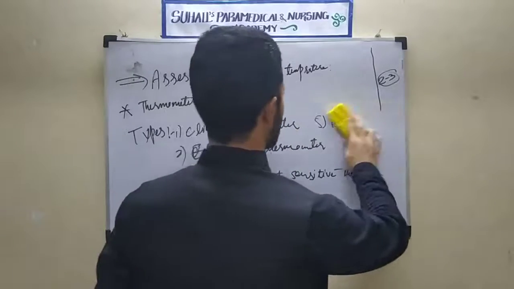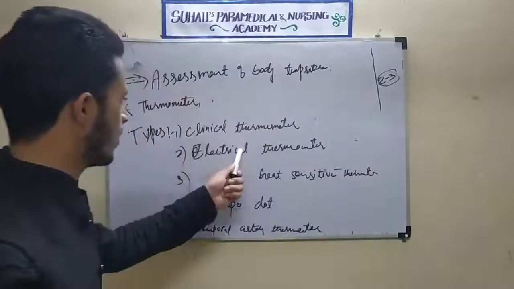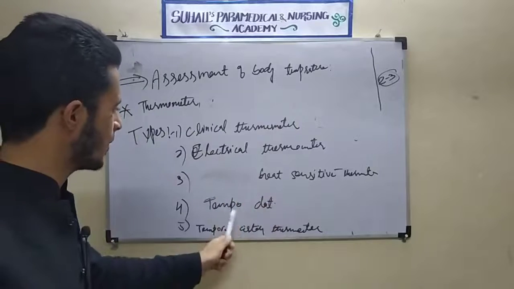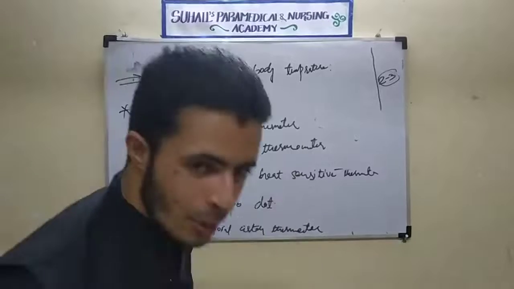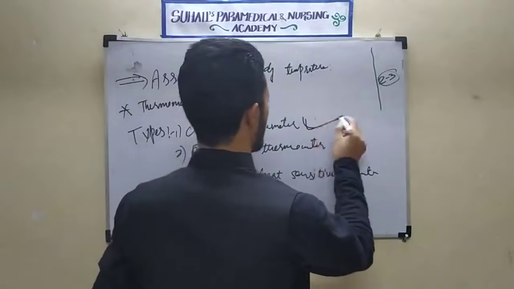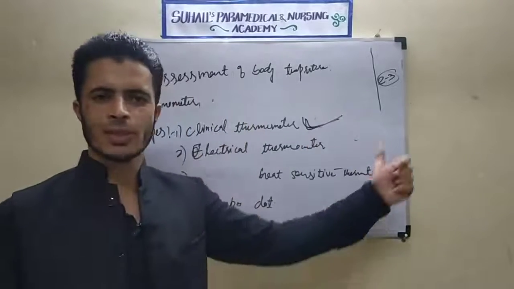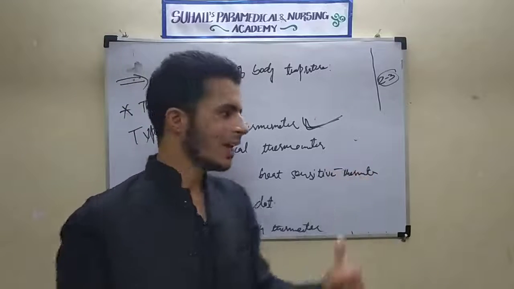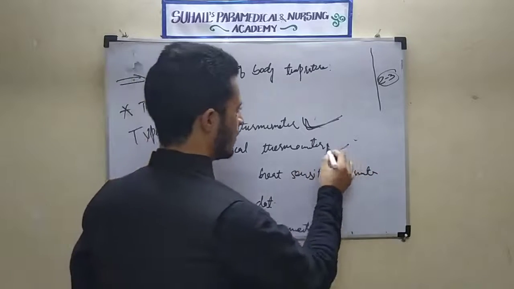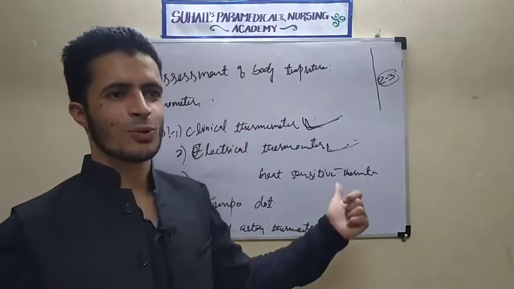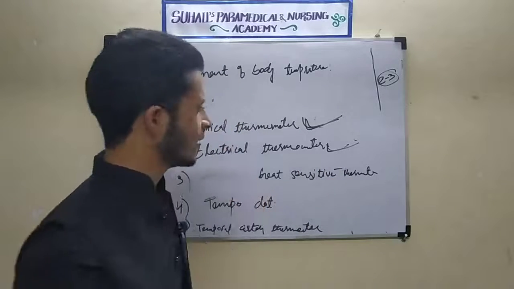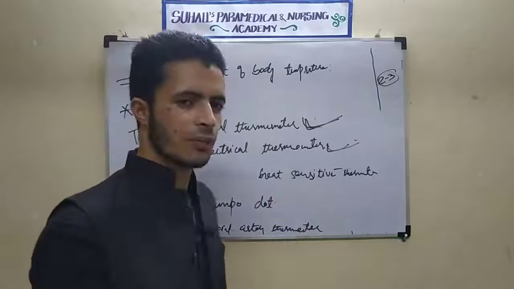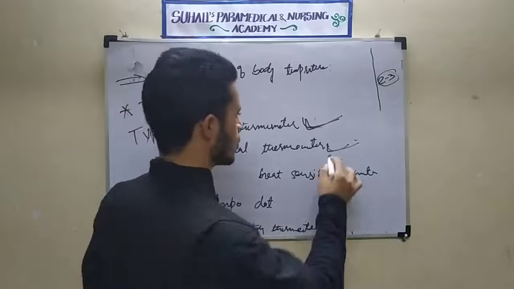So heat sensitive thermometer is the fifth one. Clinical thermometer, electrical thermometer, heat sensitive thermometer, temporal thermometer. Remember, the clinical thermometer is mostly what we are using in the clinical setting, in the hospital setting. And the electrical thermometer we are also using, suppose in the ICU. It is based on infrared radiations. This also we are using.